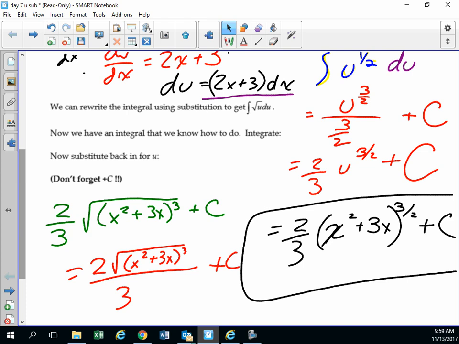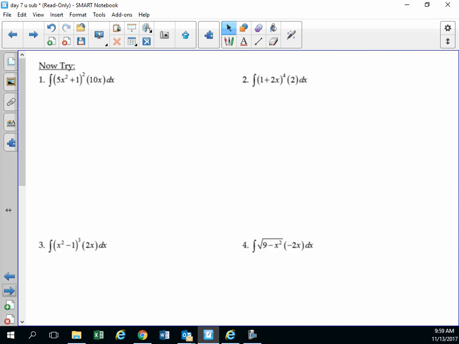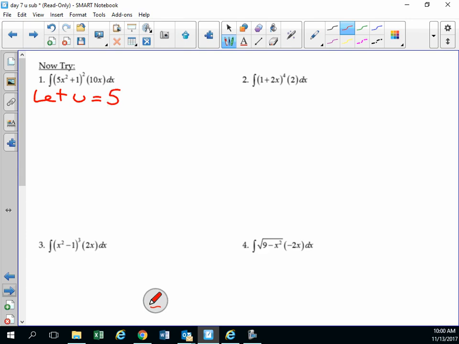Alright. So this is U-substitution. Let's try a couple others. So here we go. The first example that we have on your paper says the quantity 5x squared plus 1 quantity squared times 10x dx. We are going to use U-substitution for all of these. So the first thing I'm going to say is let u equal. What is u going to be equal? 5x squared plus 1. It's always what's inside. It's always under the most complicated piece.